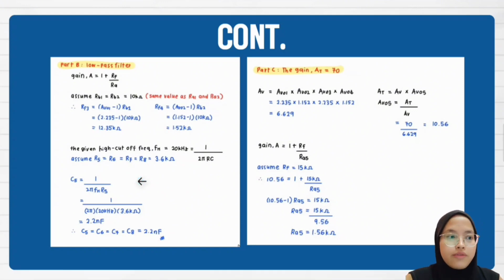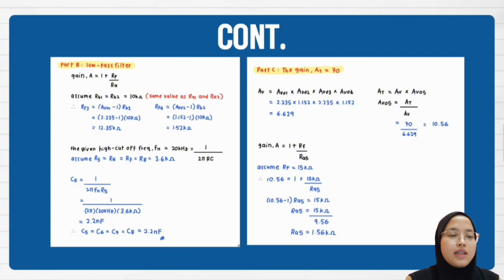Since we know the given high cut-off frequency is equal to 20 kilohertz, we assume the value of R for this low pass filter is equal to 3.6 kilo ohm. From the assumed value of resistor, we calculate the value of capacitor, which is also 2.2 nanofarad.